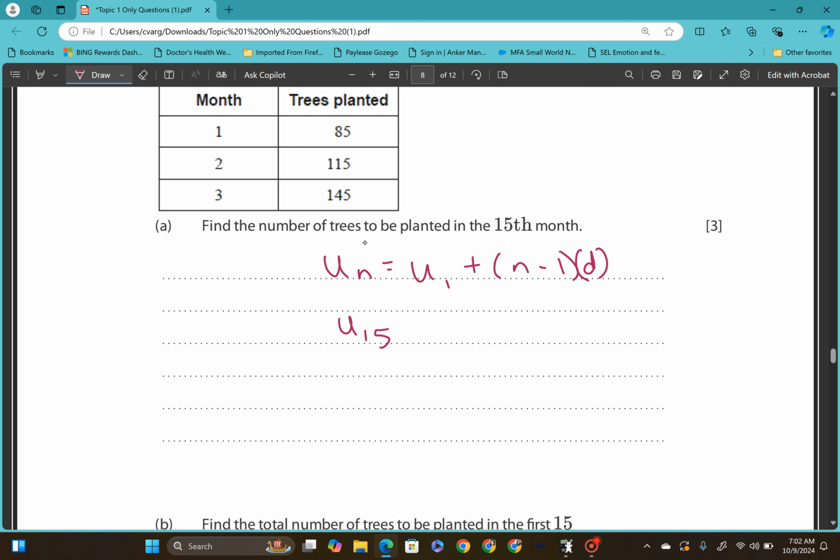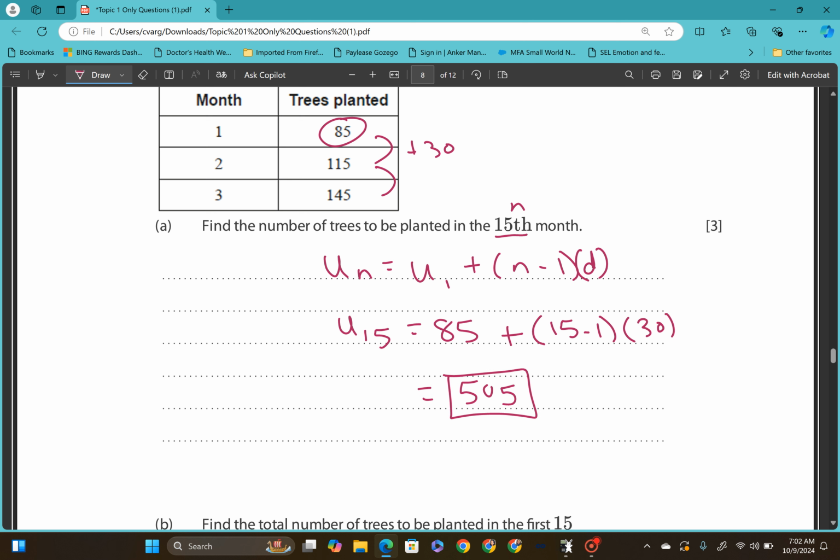We're going to take our first term, which is 85, plus our term number is 15, so 15 minus 1, and then this goes up by 30, right? You see that? So our common difference is 30. Plug this into the calculator and you're going to get 505. There's no reason why anybody should be doing this by hand.